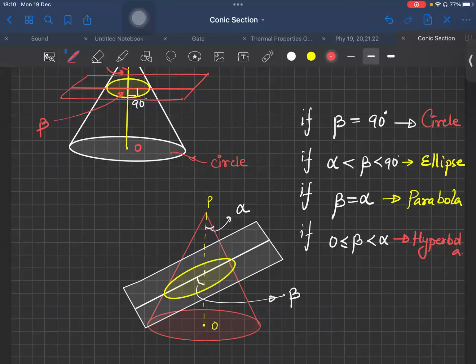Understood these sections? See, alpha is a fixed value for a given cone, but beta can vary. So this is varying beta. If beta is equal to 90 degrees, it will give a circle. If beta is lesser than 90 and greater than alpha, it will give you ellipse. If alpha is equal to beta, then it will give you parabola. Simple. These are all sections of a cone. That's why it is called conic section.